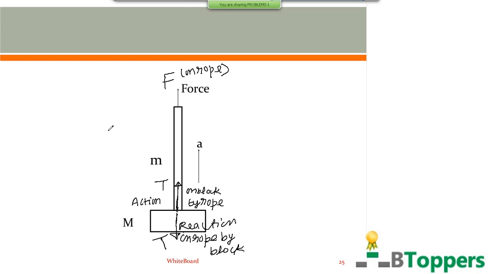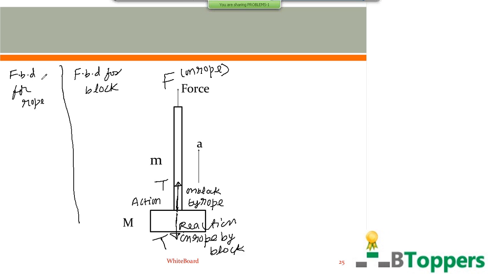So here I am going to draw a separate free body diagram for the rope and separate free body diagram for the block. Of course, it is understood that FBD is the short form for free body diagram. The forces acting on the block must be indicated in the free body diagram for the block. The forces acting on the rope must be indicated in the free body diagram for the rope.